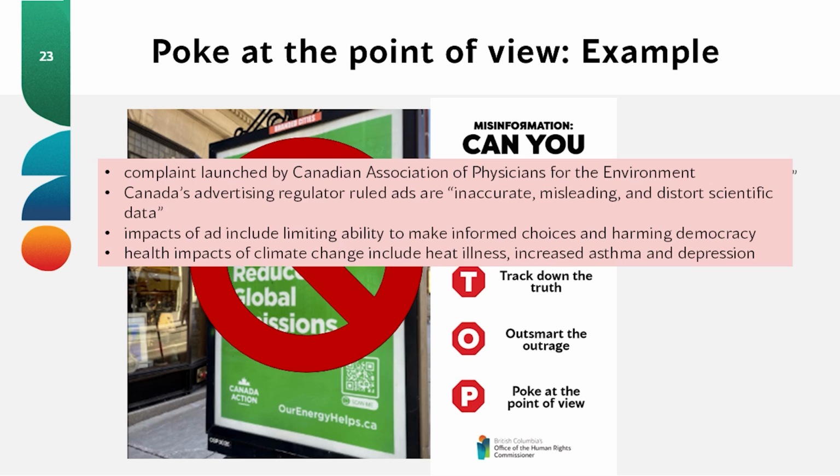Potential harms to human rights from this example of disinformation include limiting our ability to make informed choices and harming democracy through its potential impacts on environmental policies that can have devastating health impacts as a result of climate change. These health impacts include heat illness, increased asthma from wildfire smoke, and anxiety and depression resulting from wildfire evacuations.